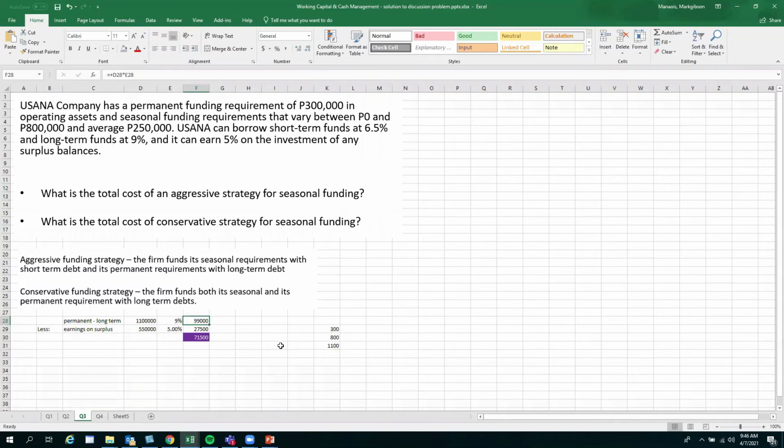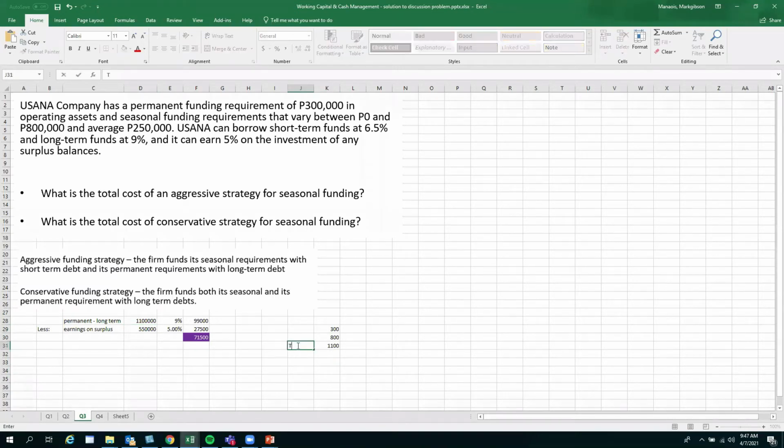Ngayon, dahil nga we're financing both permanent and seasonal funding requirement with long-term funds, meron tayong ngayong surplus cash, no? Kasi remember, ang average lang naman na kailangan mo for seasonal funding is 250,000. So paano yan? So meron kang surplus cash na pwede mong i-invest, no? So isa-isa natin. How much is your total funding? So that's 1.1 million. Pero from 1.1 million, magkano lang ba yung kailangan mo? Ibig sabihin, yung immediately needed to fund your operation. So that's your permanent fund requirement less the average seasonal requirement, no? So that's 300. Isa-isahin ko lang dito.